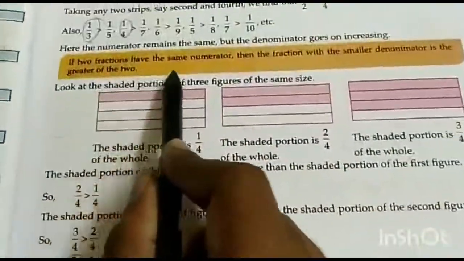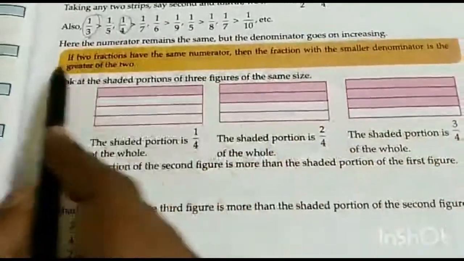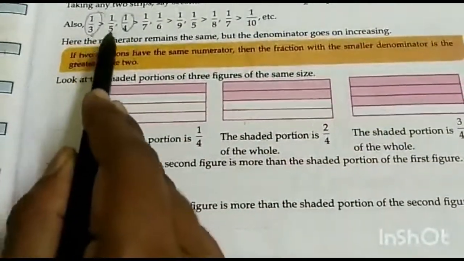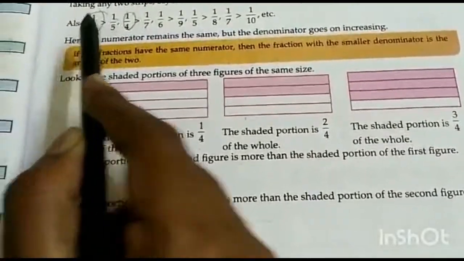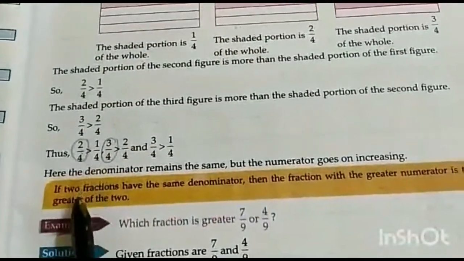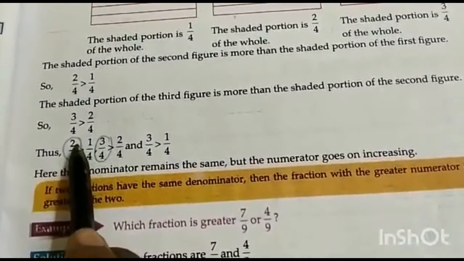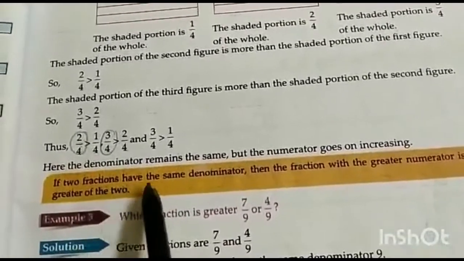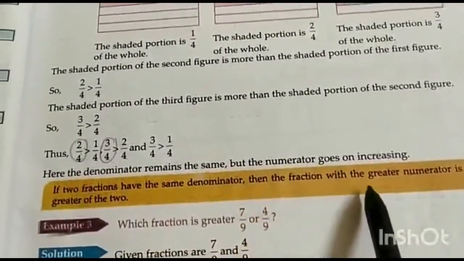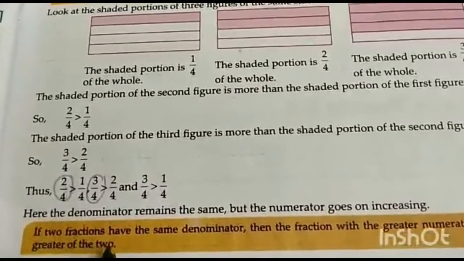Did you understand, everybody, children? If the two fractions have the same numerator, then the fraction with the smaller denominator is the greater of the two. Smaller, which is there here? 3. This is the greater. Now here, if the two fractions have the same denominator, then the fraction with the greater numerator is the greater of the two.